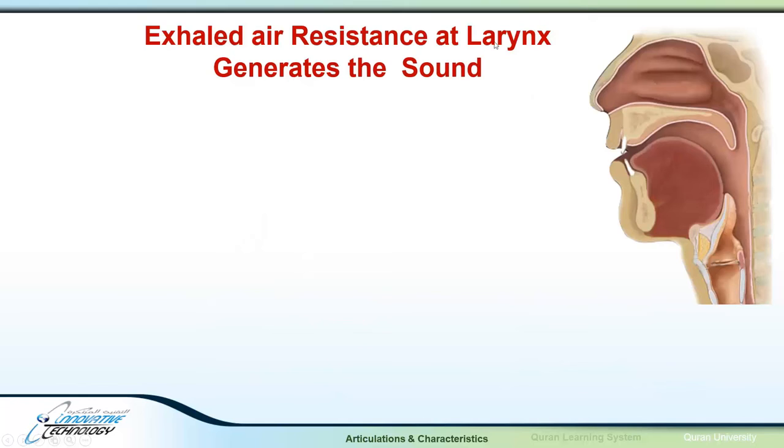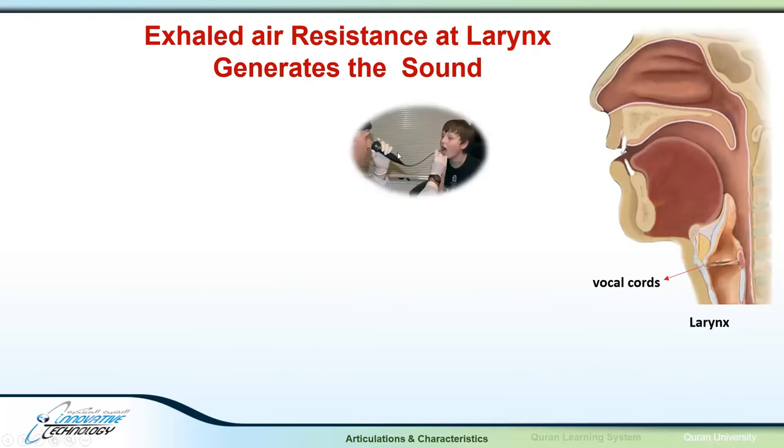Exhaled air resistance at the larynx generates the sounds. The larynx is here. This is the larynx. And those are the vocal cords, these two cords. If we perform what we call laryngoscopy, in which we push a small camera on the tip of a fine tube through the mouth towards the larynx, then we'll be able to see the vocal cords from above. And those are the two vocal cords as seen from above through the laryngoscope.